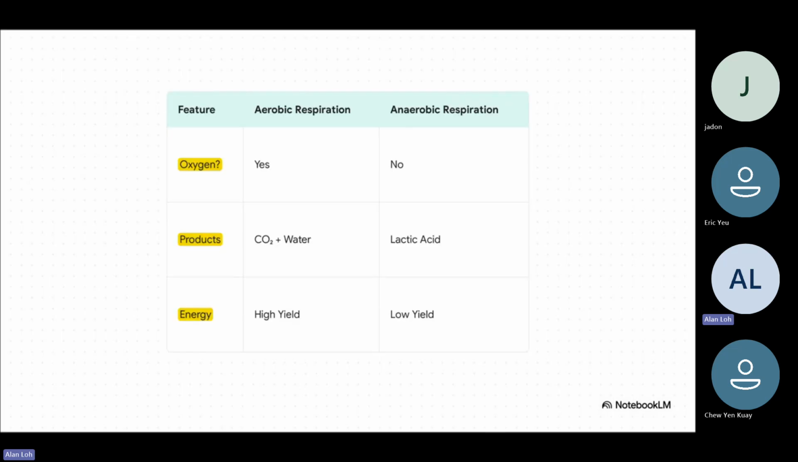Aerobic respiration needs oxygen, gives off carbon dioxide and water, and provides a massive, sustainable energy payoff. Anaerobic respiration, on the other hand, needs no oxygen, produces that pesky lactic acid, and only gives you a tiny temporary boost. It's a great short-term fix, but it's not a long-term strategy for survival.